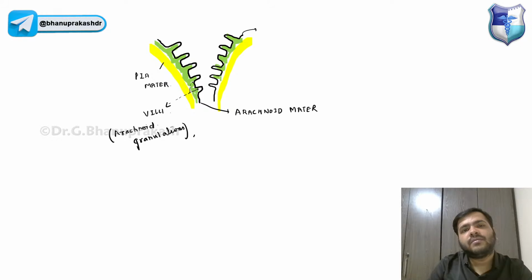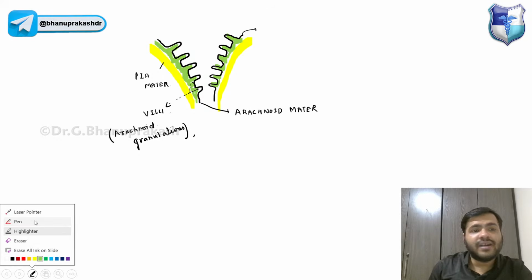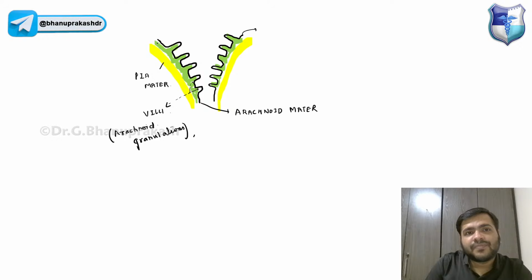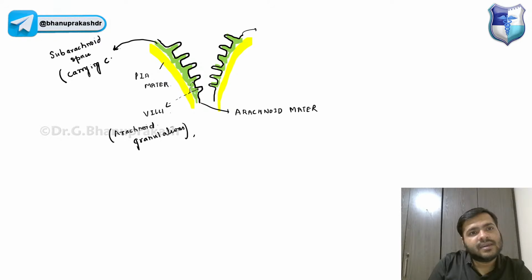Please try to answer this. What is this green color fluid which you can see over here? Yes, anyone in the chat box? You guys already know, beta. Very good, Prabhuda. It is the subarachnoid space, and it is carrying CSF, cerebrospinal fluid.